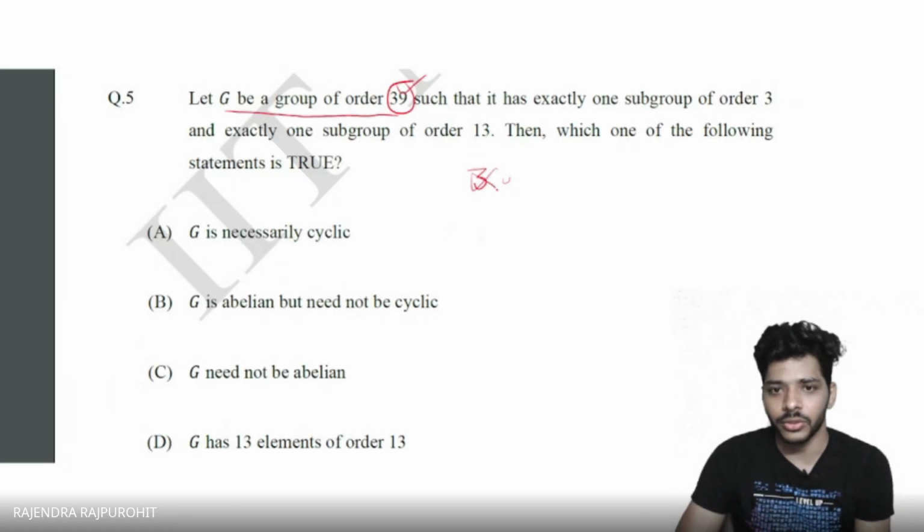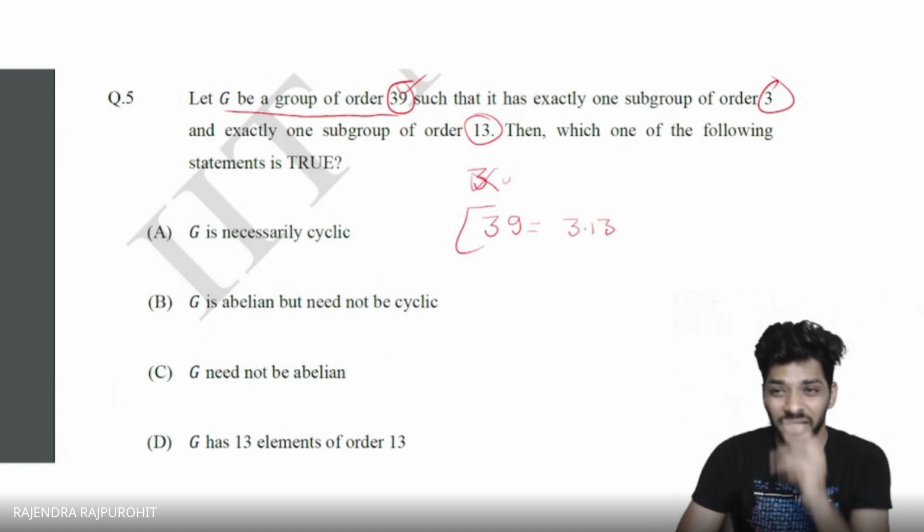See, the order is not prime. Okay, so we have to look at the order of the group. So what is the order here? Order is 39, and you don't have to start thinking what the factors are. They have given the factors, so you can write it like 3 times 13.